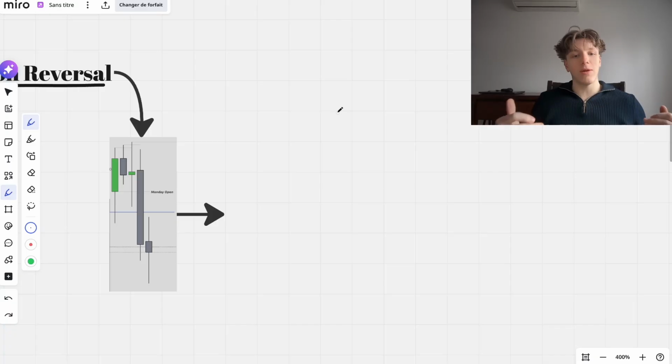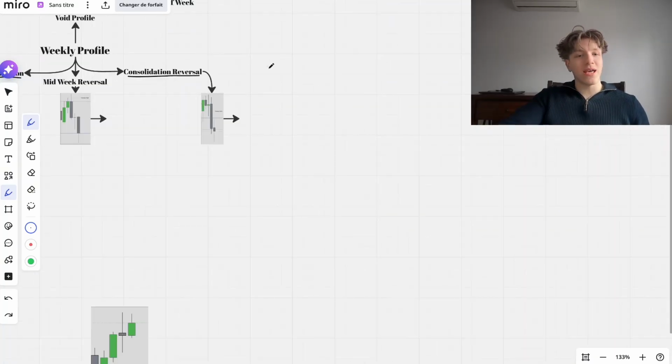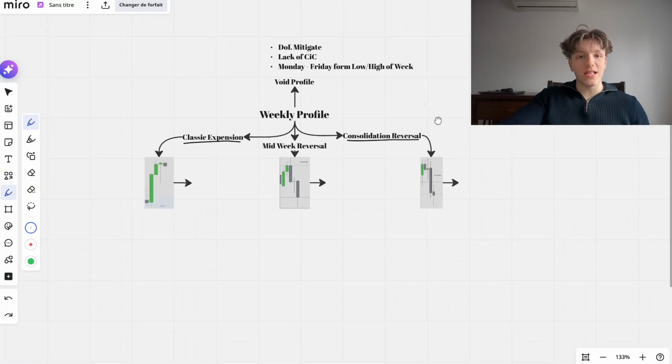These are the 3 weekly profiles I've used to make over six figures in funding over the last month. And I promise you that if you master these profiles, the draw on liquidity, the structure, and everything else will come together so much more simply. So how can you master all those weekly profiles? It's pretty simple.